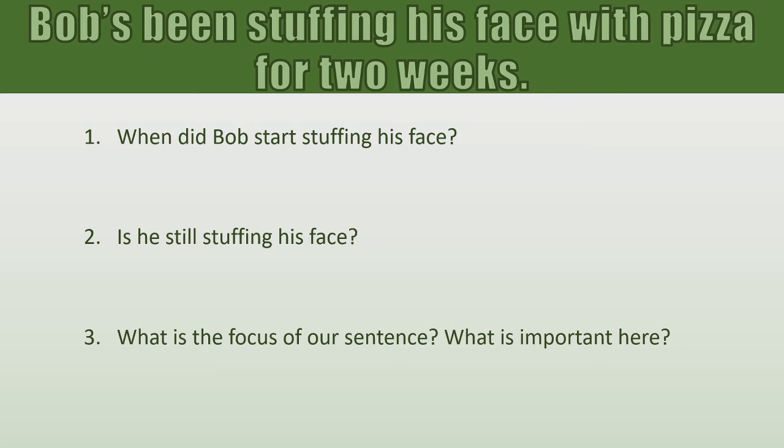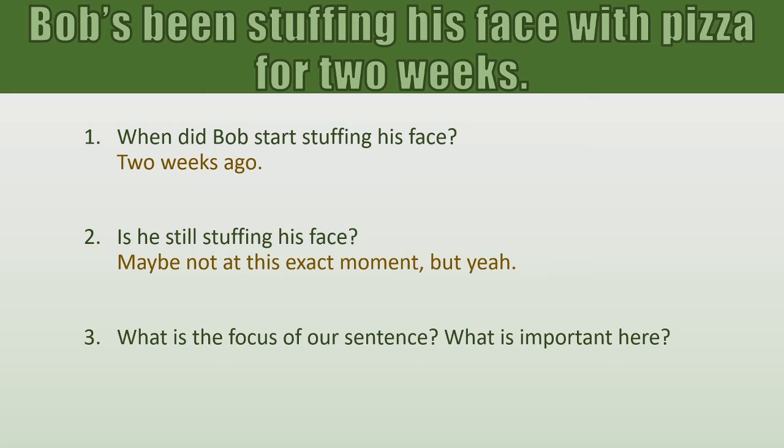So, when did Bob start stuffing his face? Look at that time phrase. Really easy. 2 weeks ago. Remember, past simple, we can use ago. Is he still stuffing his face? Maybe not at this exact moment, but yeah, generally around now. Maybe he had it for dinner, for lunch, heck, even for breakfast. Pizza for breakfast? Beautiful. And what is the focus of our sentence?